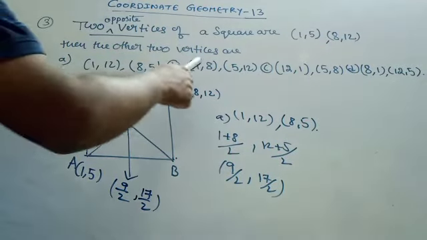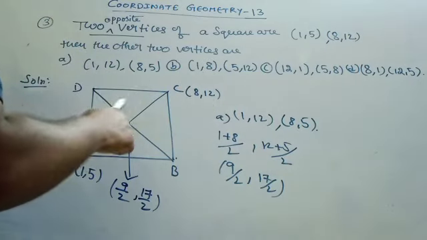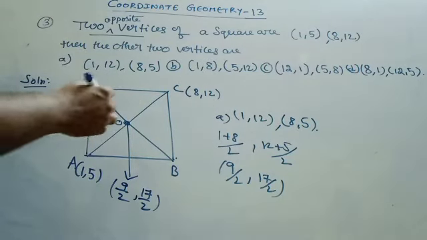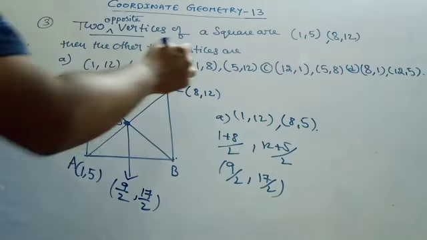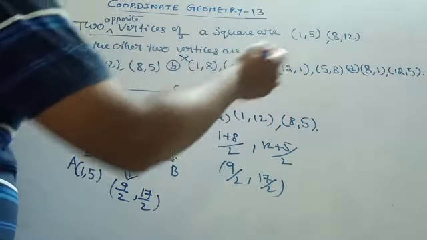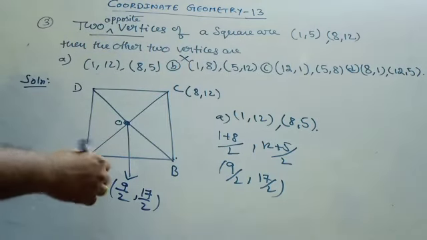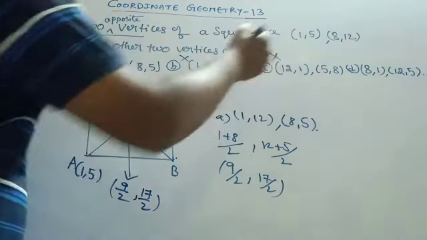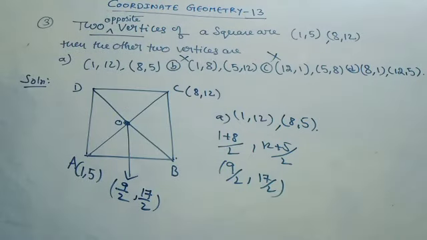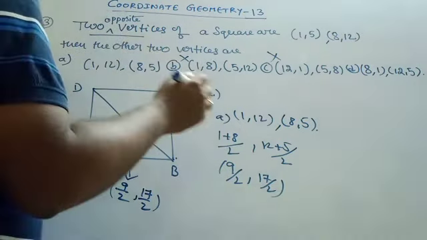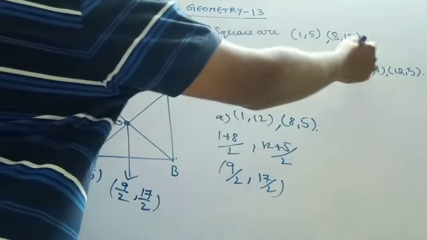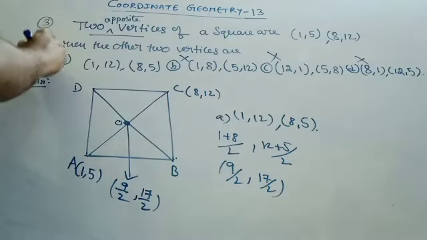Now let us check another one also. This is 1 plus 5 by 2, that is 6 by 2, 3. 3 is not here, so option B is not correct. And C also, 12 plus 5 by 2 is 17 by 2, but we should get 9 by 2. Therefore, C is also wrong. And D, 8 plus 12 by 2, that is also wrong. Only option A is correct.